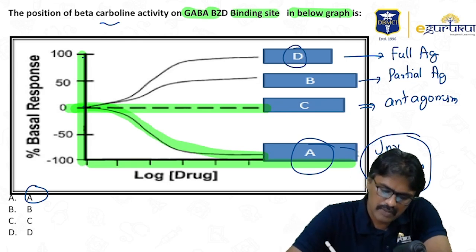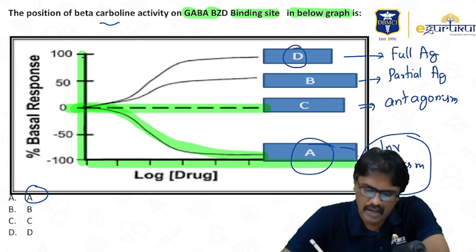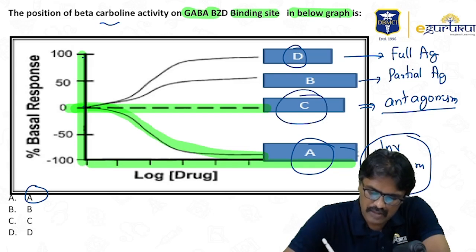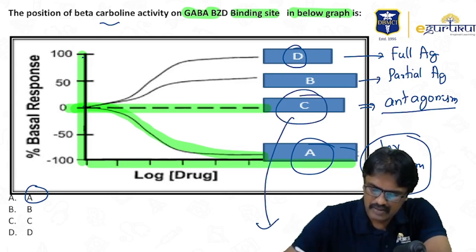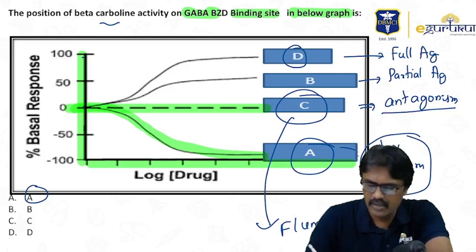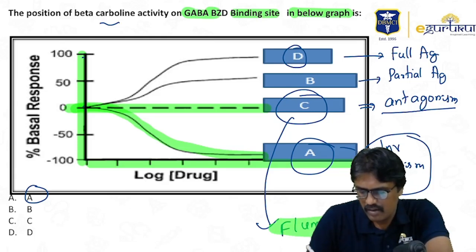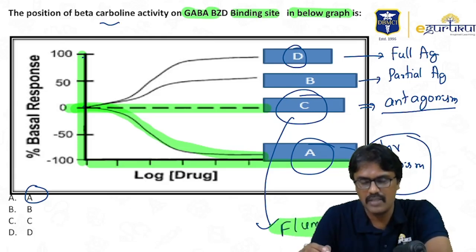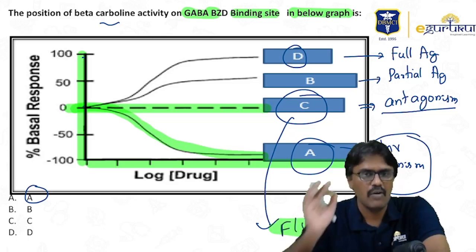Now, what about benzodiazepines? They belong as full agonist. And you know what is the antagonist of this benzodiazepine receptor? It is flumazenil, guys. So that's why for toxicity with beta carboline or benzodiazepine poisoning, the antidote is flumazenil.